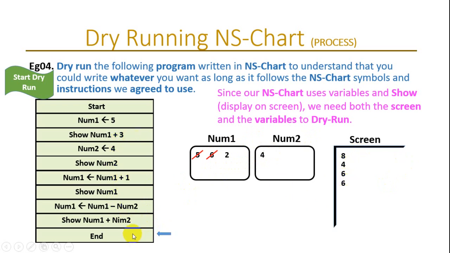And finally, we come to the end of the dry run. So basically, if you write something like this and dry run, this is your output. You will have 5 gone, 6 gone, and finally you will have 2. And num2 we never replaced. We just had 4 from the beginning, and still it is 4. And on the screen you are going to see 8, 4, 6, and 6. So that's the end of the dry run.